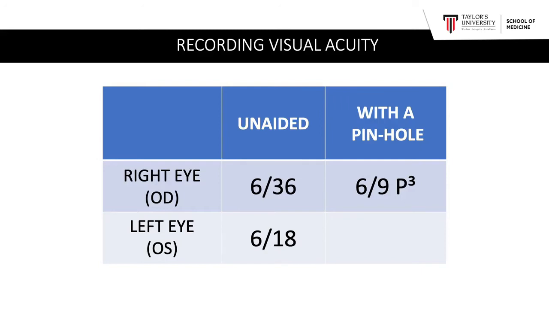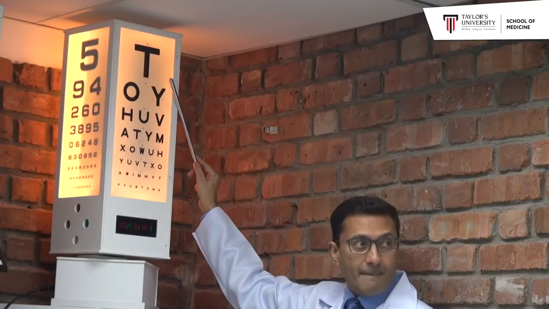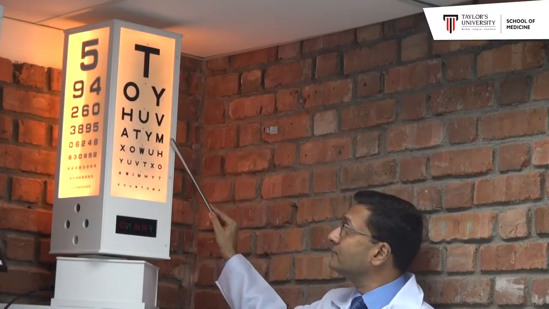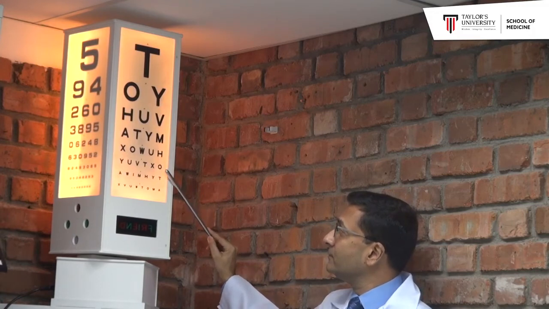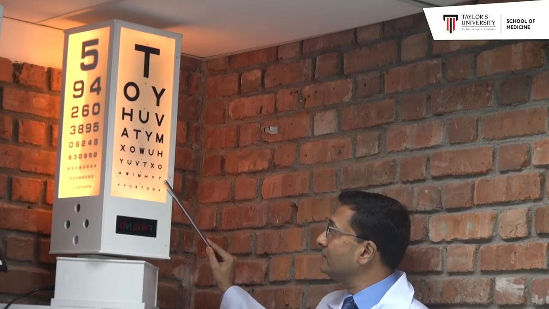I can further record it as -2 or -3, depending on if she misses 2 alphabets, or if the patient cannot read only one, you put a -1 denotation. We will now place the pinhole in front of her left eye and ask her to read the alphabets again. T, O, Y, U, V, A, T, Y, M, X, O, W, H, Y, U, V, T, X, O, A, W, I, M, H, Y, T.